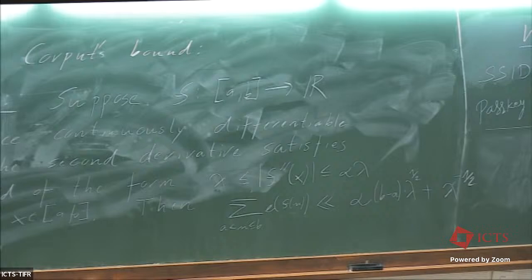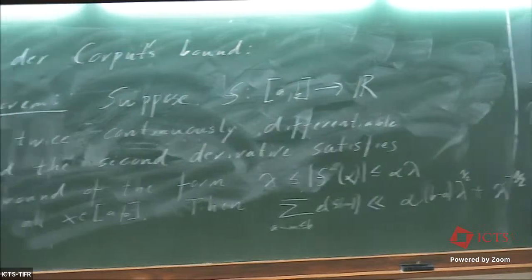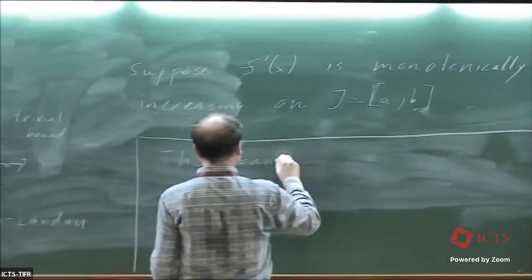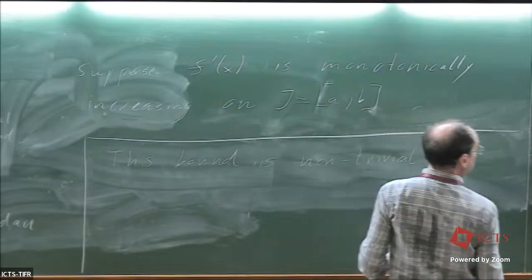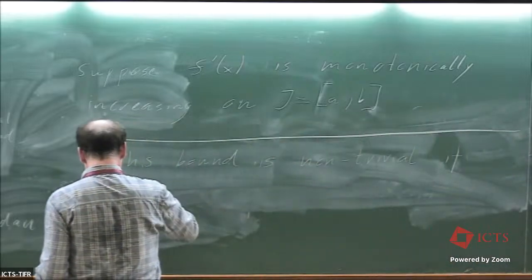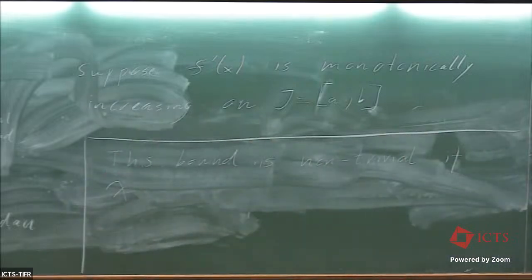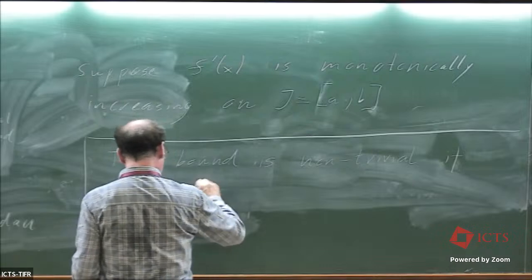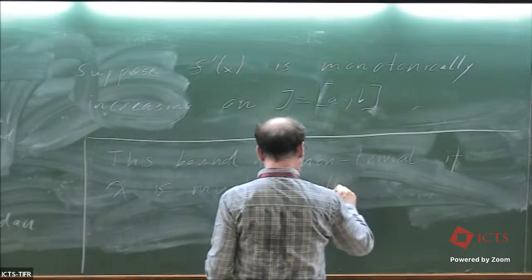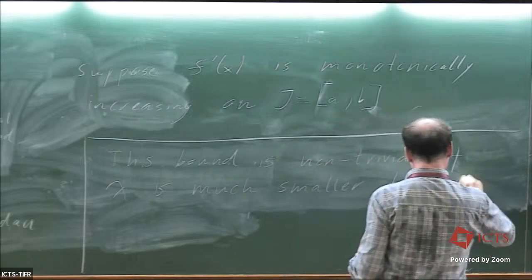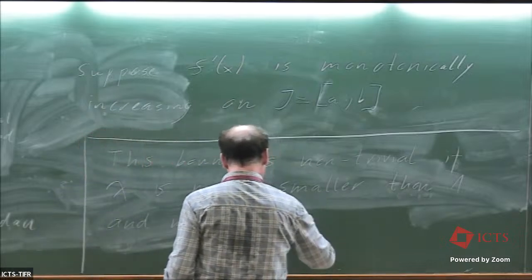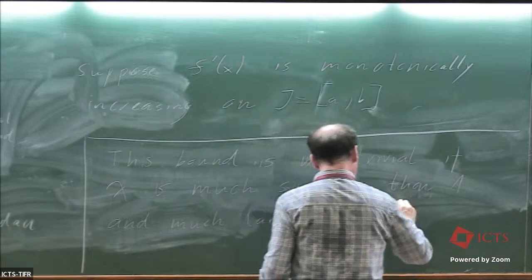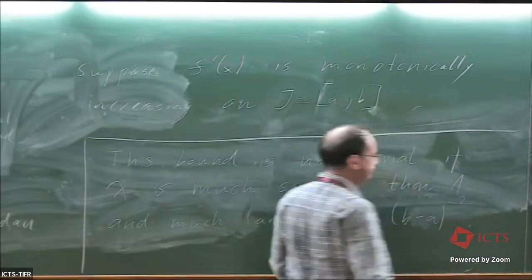When is this bound good? This bound is not trivial if this lambda, which measures the size of the second derivative, is much smaller than 1 and much larger than b minus a to the minus 2. In that range, that is good.